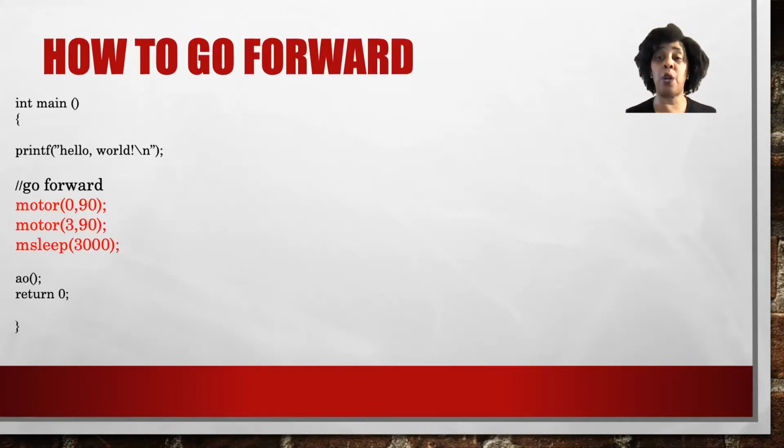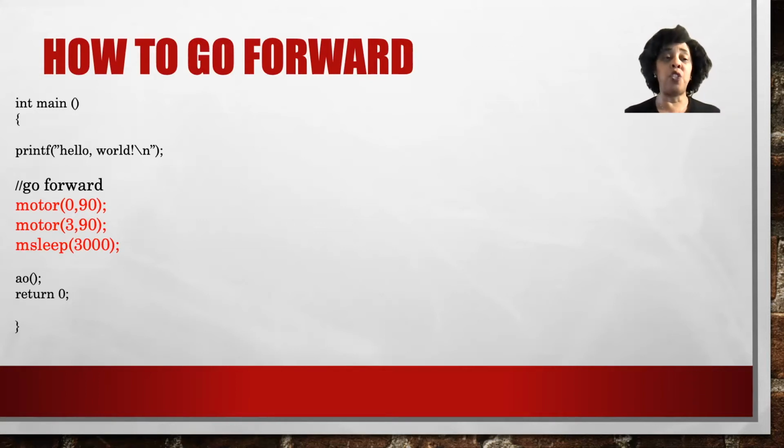So, in order to go forward, now again, as you can see, I went below printf. I'm going to hit enter. Then the first thing I want to do is add what's called pseudocode. Remember, that's the code that's just for you and not the robot. You're going to do 2 slashes. Those 2 slashes, you're going to remind yourself that that means go forward.